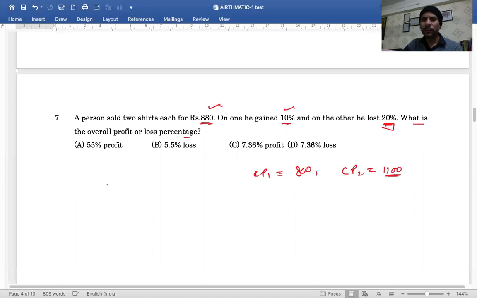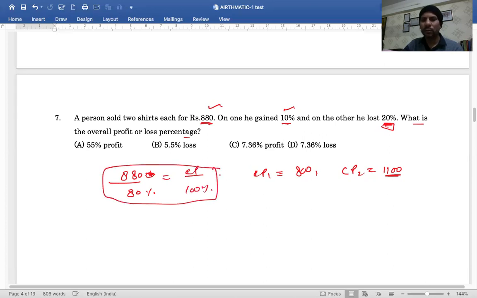You can use a formula, or you can do it like this: 880 rupees is the sales price at a loss of 20%, so this should be 80%, and we need the CP, which should be 100%. You can calculate it like this, or use the formula to find this CP. Now the total CP we can calculate here is 1900, and we know the total SP is 880 into 2, which is 1760. Now we can calculate the loss.